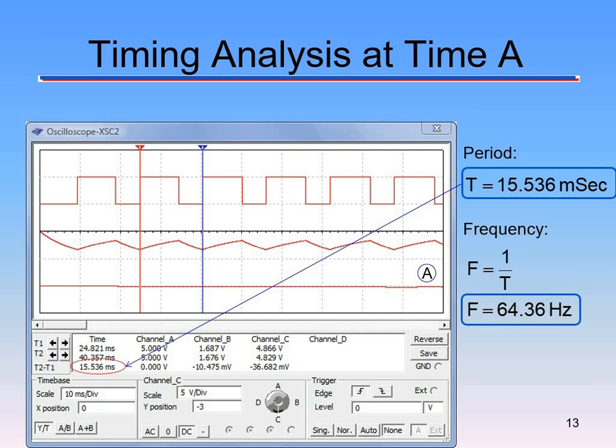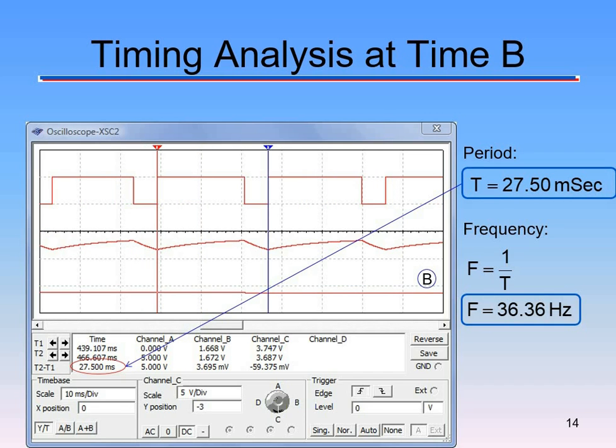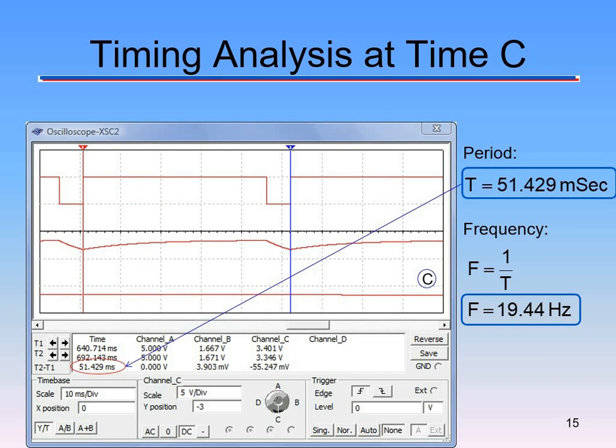All right, so this is really what's going on here as we're taking a look at it. Okay, we can still get the period and we can still get the frequency. Look how the frequency is different from what we calculated before. So this was at time A, all right. This is at time B and time C.